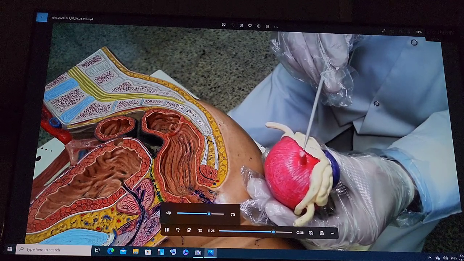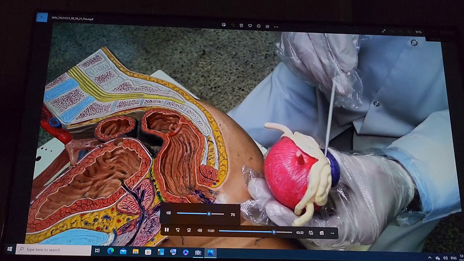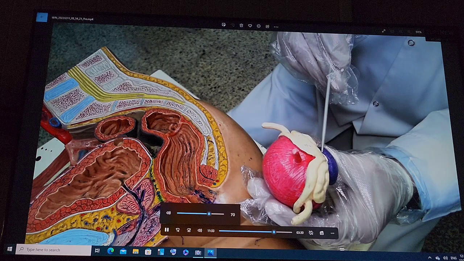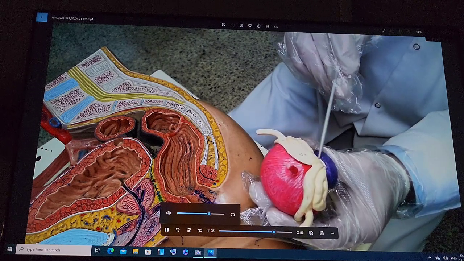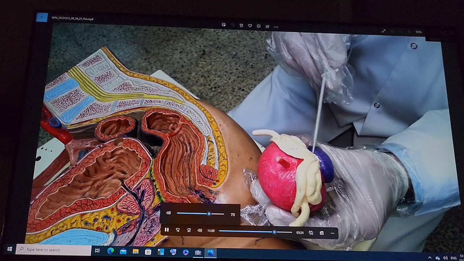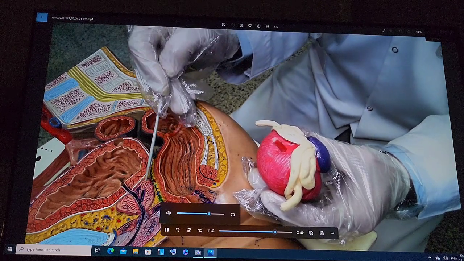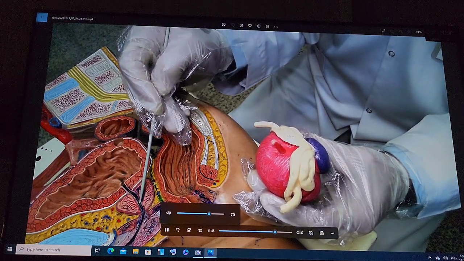The inferior end of the ampulla is narrow and joined by the duct of the seminal vesicle to form collectively an ejaculatory duct. The ejaculatory duct opens here into the prostatic urethra.